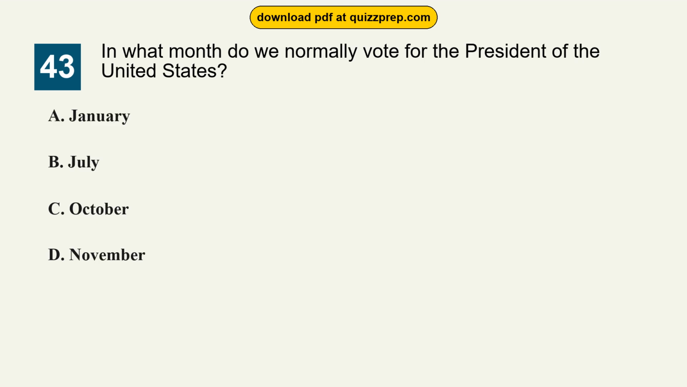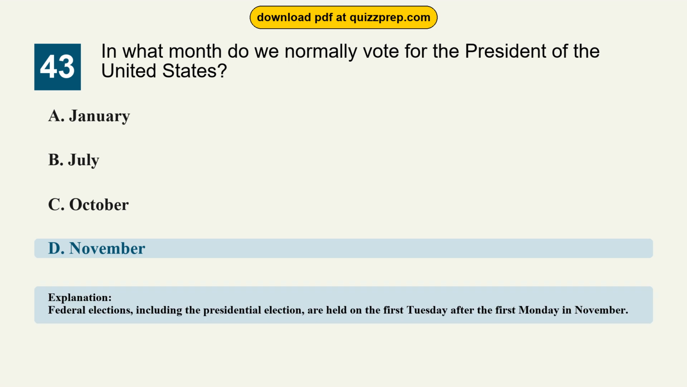Question 43. In what month do we normally vote for the President of the United States? Option A January, option B July, option C October, option D November. The correct answer is option D, November. Federal elections, including the presidential election, are held on the first Tuesday after the first Monday in November.